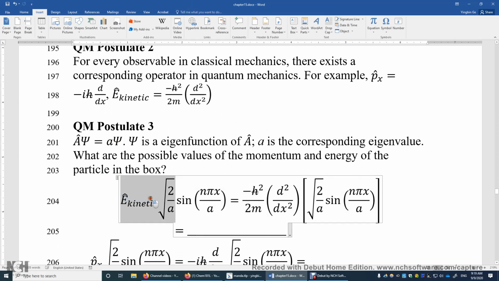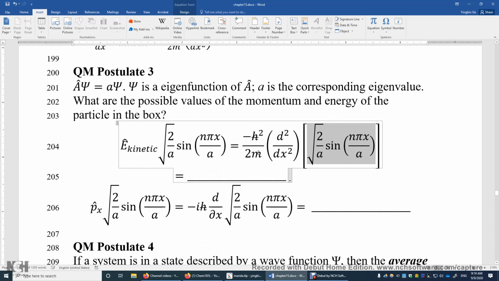Let's measure the kinetic energy of this particle in the box. We don't really have to do any experiments. When I say measure its kinetic energy, I mean applying the kinetic energy operator to its wave function. That's it. So the kinetic energy operator is this. We apply this kinetic energy operator to this. What's the result? The result is going to be n squared h squared over 8ma squared. That's it.